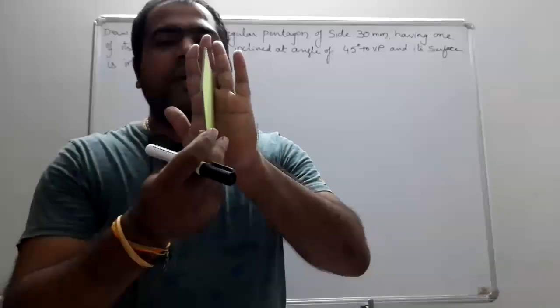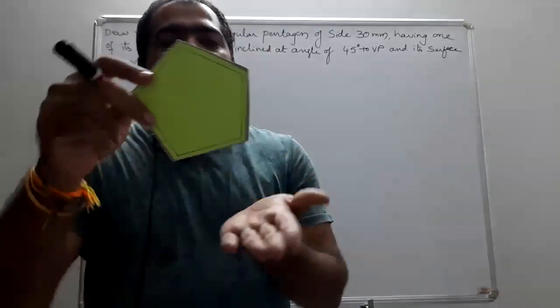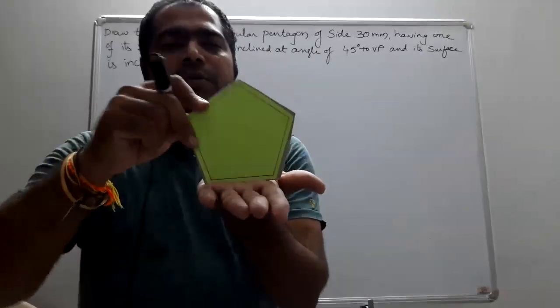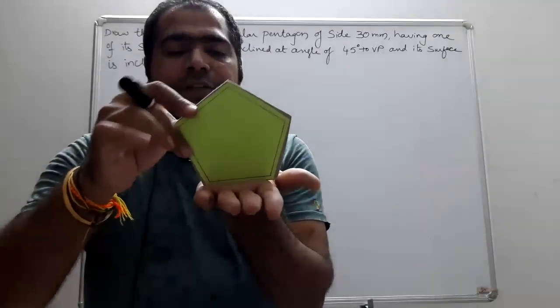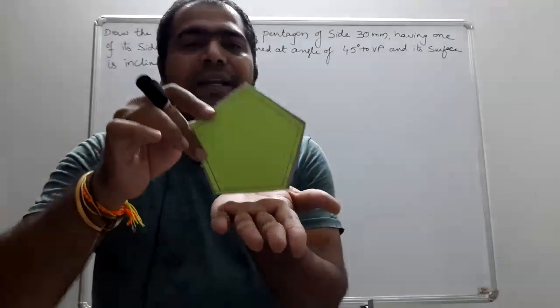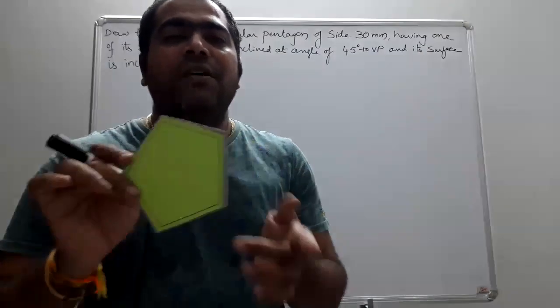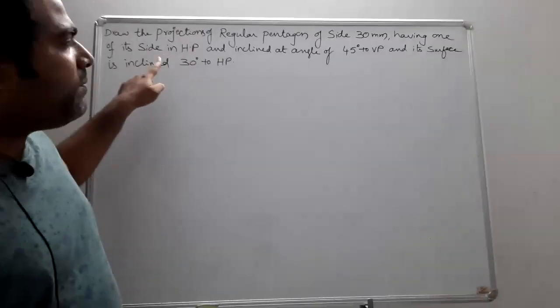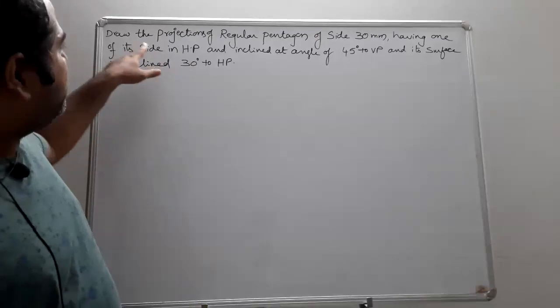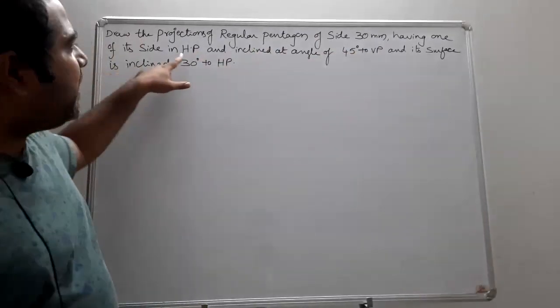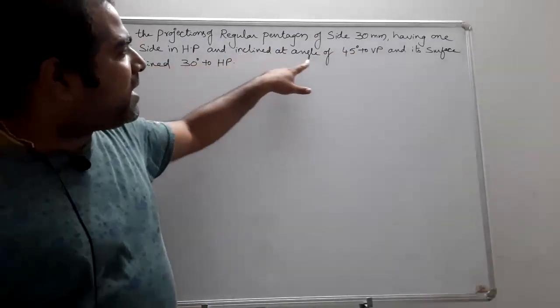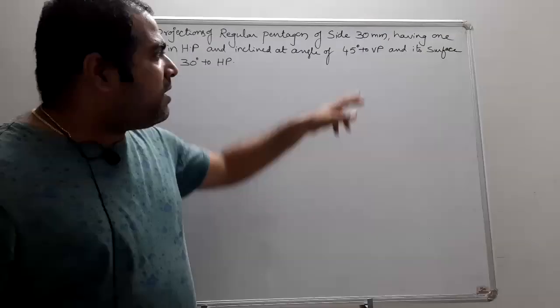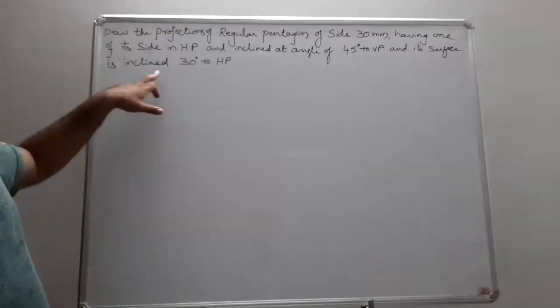If it is resting on HP like this, then I can make 45 degrees. But with the edge on HP, it is not possible to make VP inclination. Compulsorily, it should make HP inclination. To make you confused, he just gives it like this. That means you confuse the surface inclination and take the edge inclination as simple position. So here, side 30 having one of its side in HP and inclined at an angle of 45 degrees to VP, and its surface is inclined 30 degrees to HP.